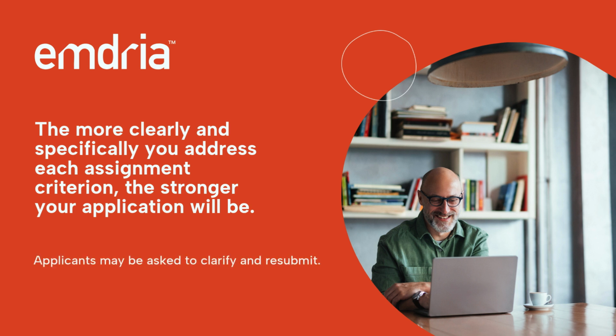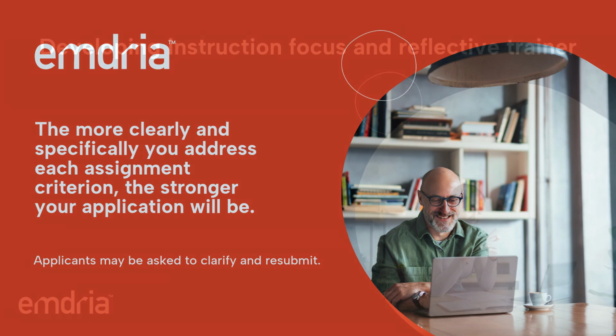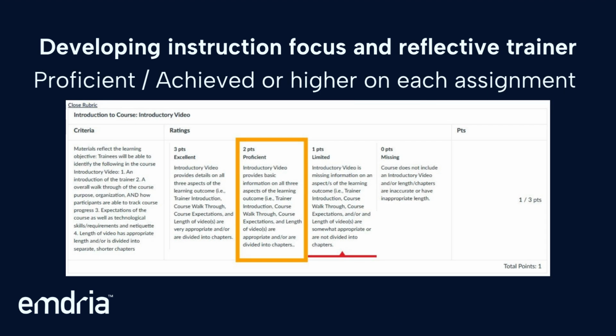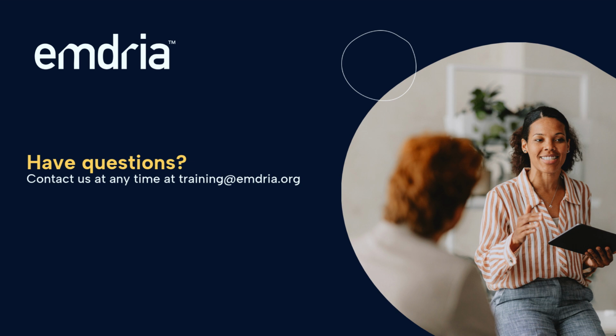If we aren't able to easily find that information, or if requirements are not addressed, then we will ask you to clarify and resubmit information related to that assignment. This application process helps to support you in developing your instructional focus and in growing as a reflective trainer. Please note that there isn't a passing grade for the EMDRIA Trainer application. Instead, our team will be looking for applicants to be at the proficient level, achieved level, or higher for the majority of the assignments. If there are questions at any time during the application process, please email training@emdria.org.